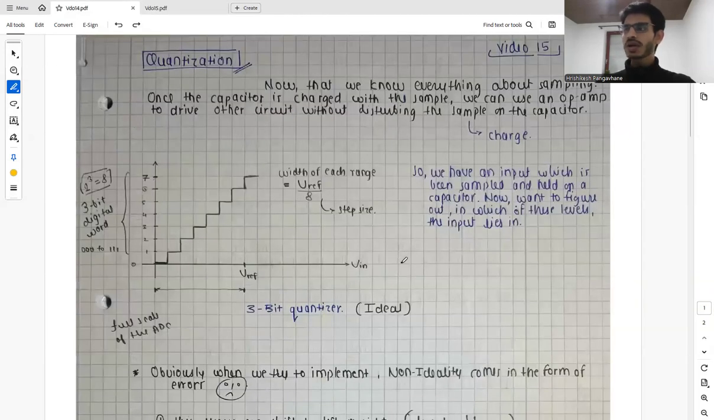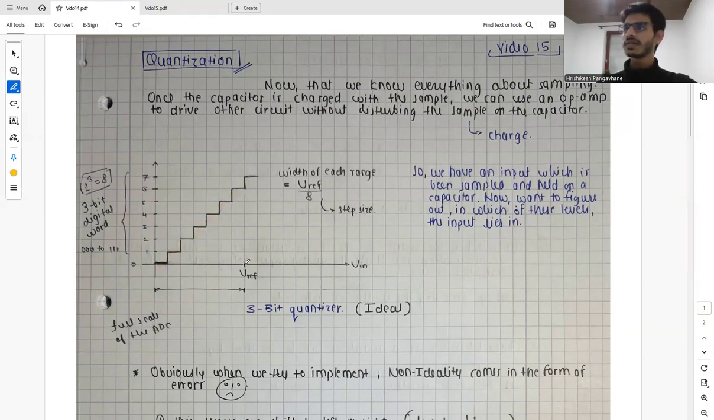Perfect. So a quick recap of what we did yesterday. We realized the ideal quantizer. Over here we saw a 3-bit digital quantizer, and this was ideal because the steps are ideal with ideal width. So the width of the step is perfectly similar, and there is no offset error.